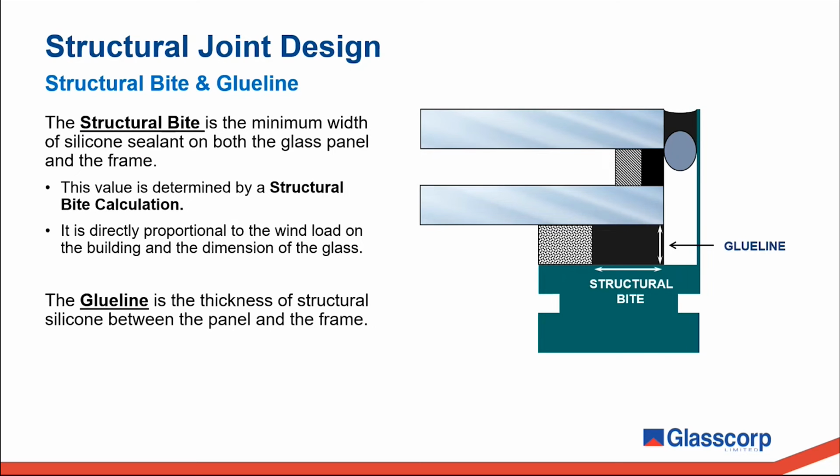Secondly, we have the glue line. The glue line is the thickness of structural sealant between the frame and the glass panel. The glue line is set by the thickness of the spacer tape. So we carry the structural spacer tape in two standard thicknesses, 6mm and 9mm.